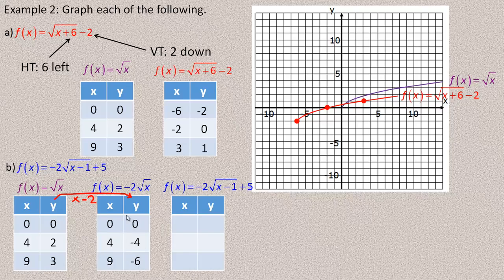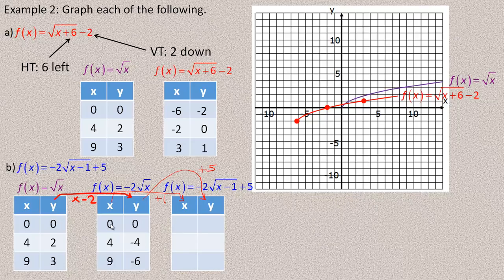So if I were to graph this, this would be the negative 2 root x function. I'm not going to graph that because it's an intermediate part, because we're also going to translate it 1 to the right and then 5 up. So to go back to my pen here again. The x value, because we're going 1 to the right, is going to have 1 added to it. And then the y value, because we're going up 5, we're going to add 5 to all those.